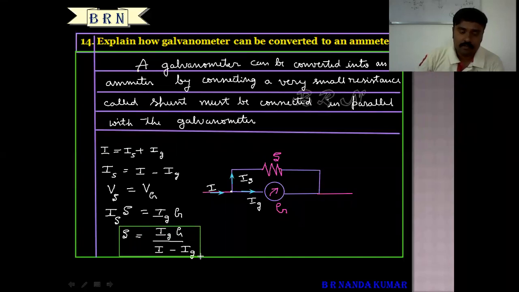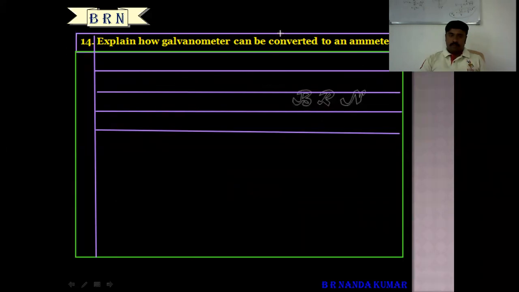So how do you convert a galvanometer into an ammeter? By connecting a very low resistance, that is called a shunt, in parallel with the galvanometer. This is the mathematical expression for the shunt. Okay, next question.